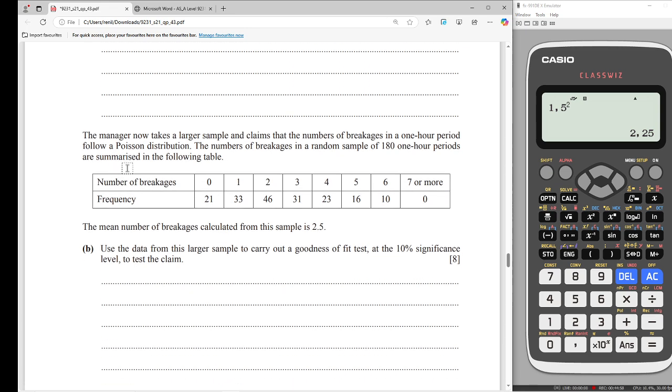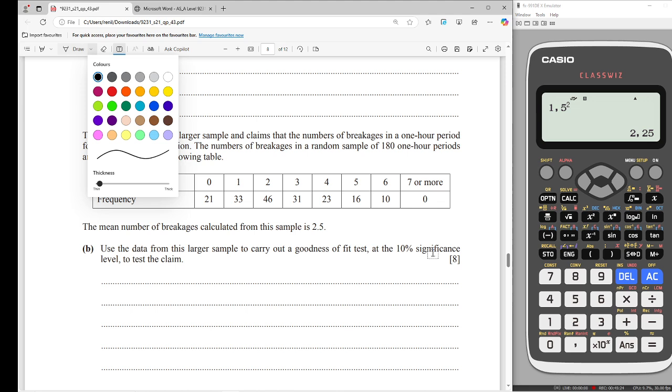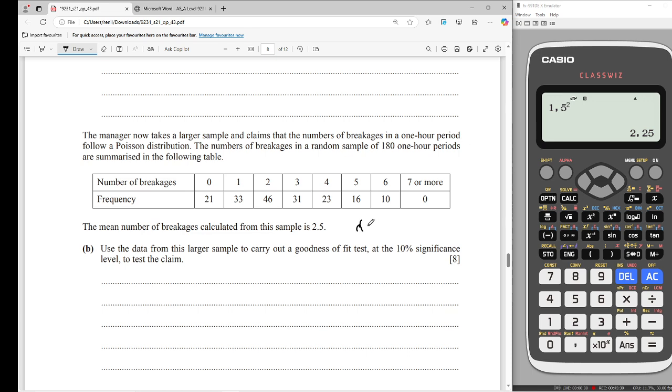The manager now takes a larger sample, claims that the number of breakages in the 1 hour period may follow a Poisson distribution. We are now testing the claim that we stated above. The numbers of breakages in the random sample of 180 1 hour periods are summarized as follows. Mean number of breakages calculated from this sample is 2.5. So that means that in a Poisson distribution, lambda is equal to 2.5. That's just something you have to identify. Okay, so lambda equals 2.5.